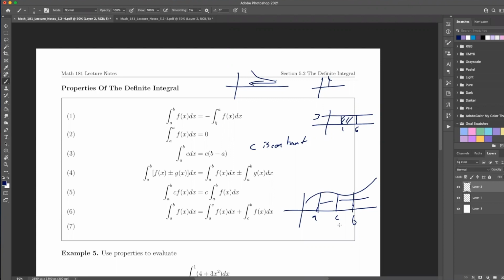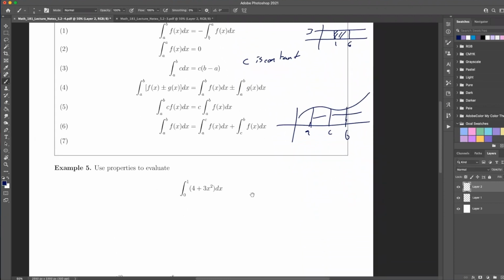Okay. So we can try to use the properties that we got here to evaluate these. Let's crunch through it. Here we're going to write the integral from 0 to 1 of 4 dx, plus 3 times the integral from 0 to 1 of x squared dx. What have I used here? I've used property number 4 to split it apart, and I used number 5 to pull the 3 out from the x squared.